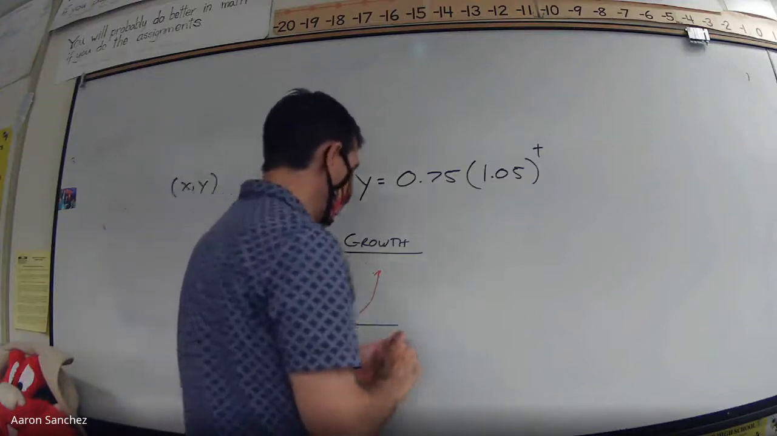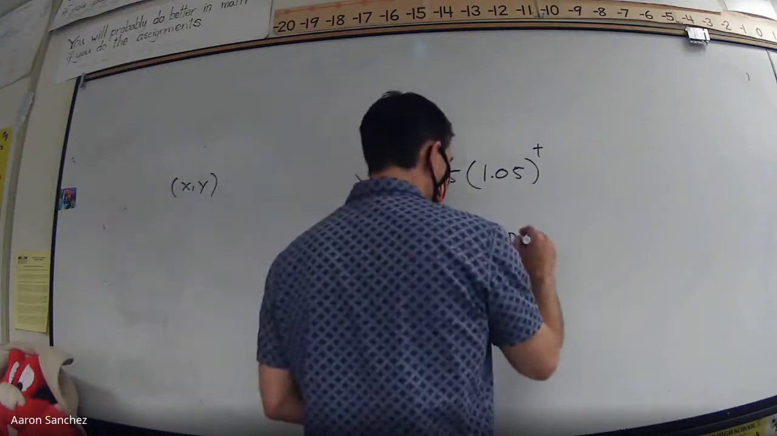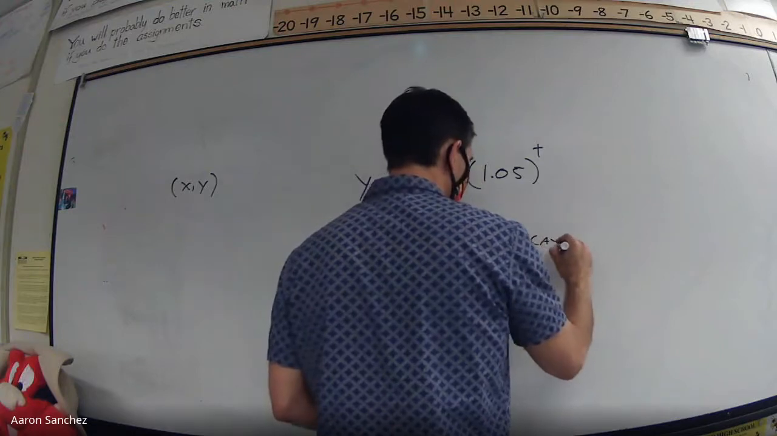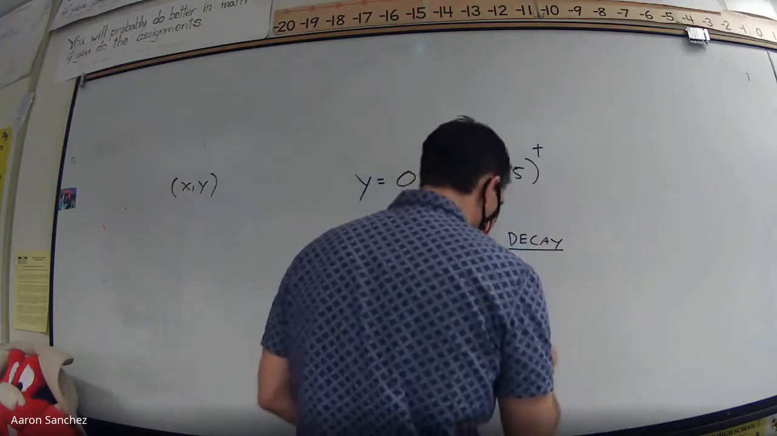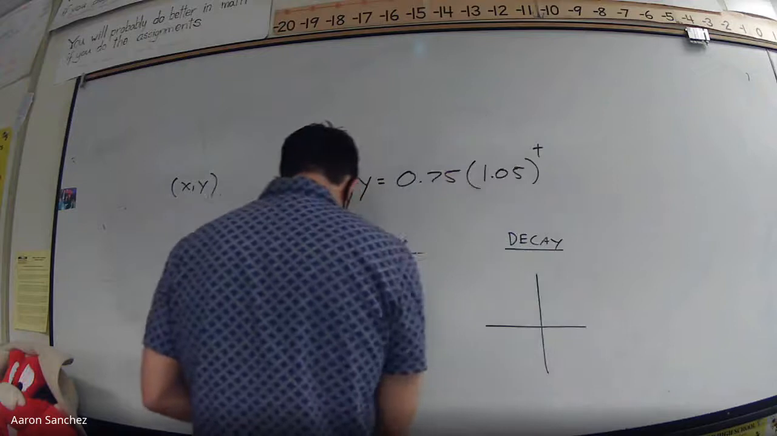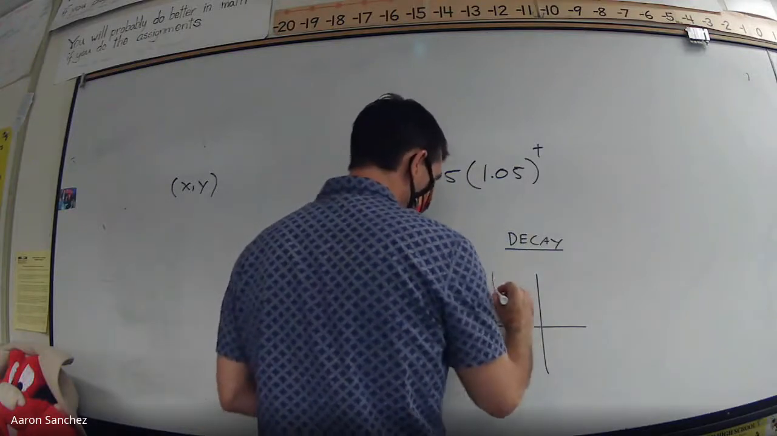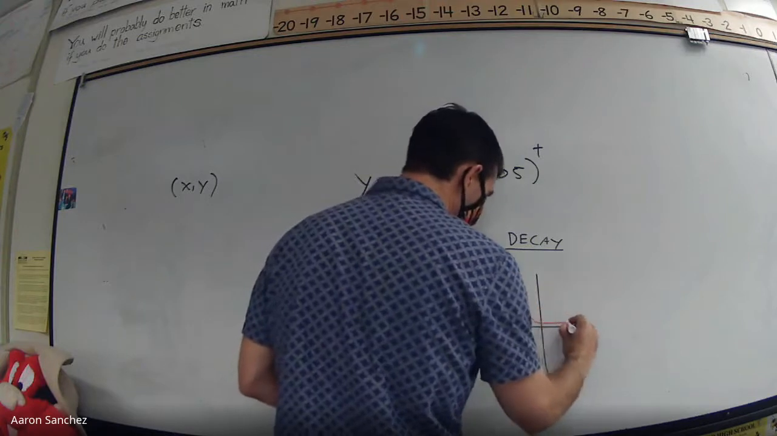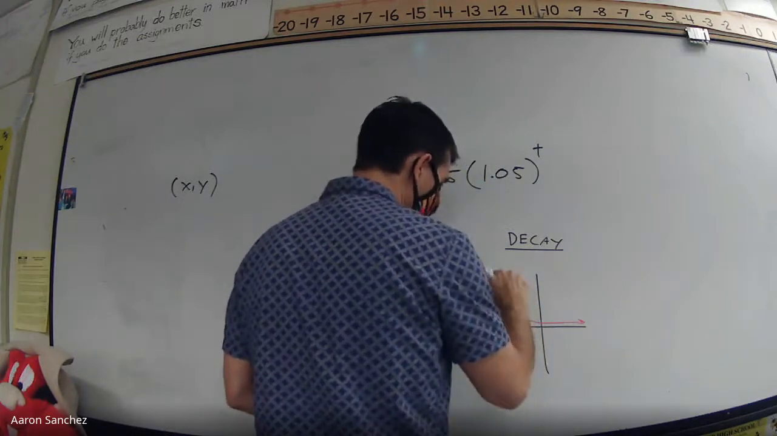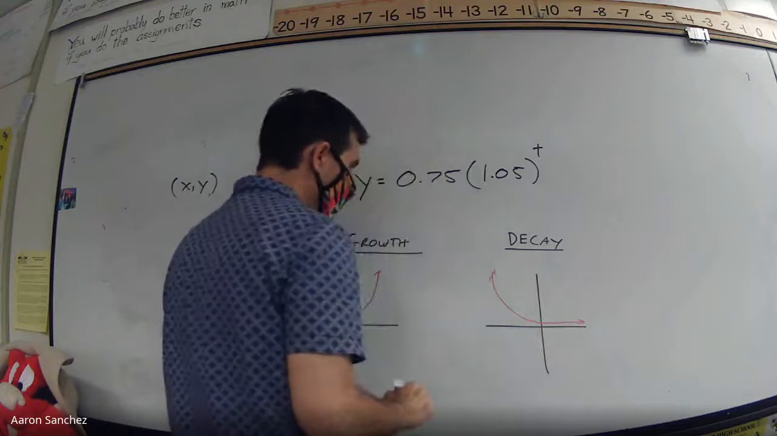Now, let me do a decay, because we have to do decay. Decay will look like this. It's going to start up and it's going to go down. See how it's decay? It starts up and it goes down.